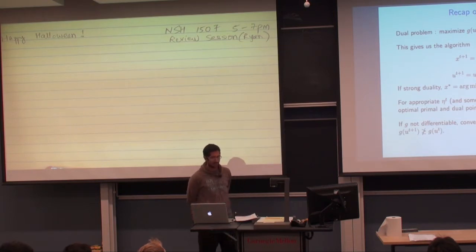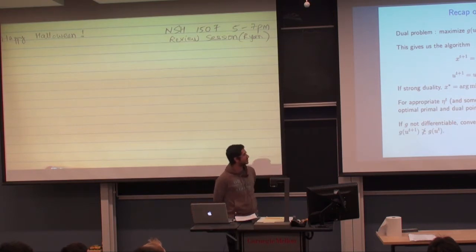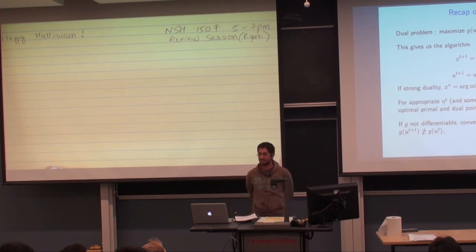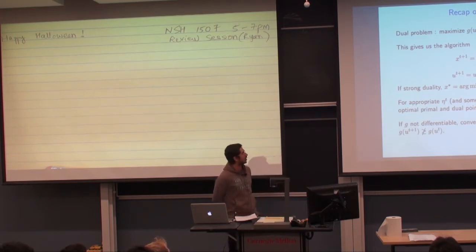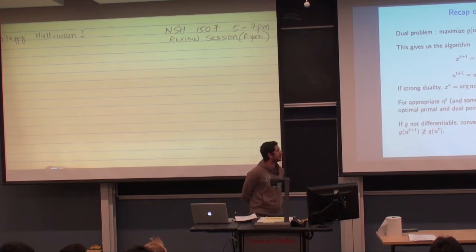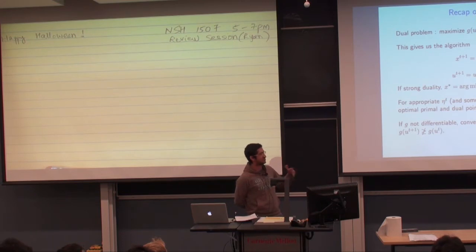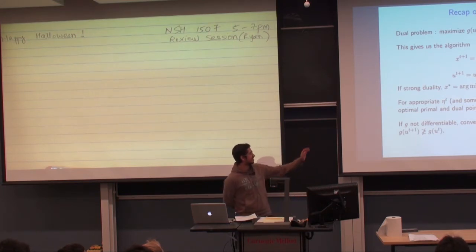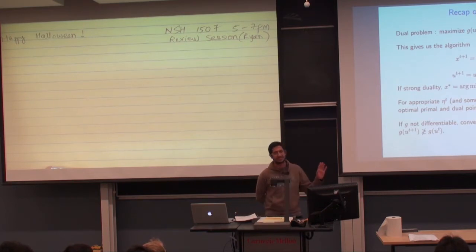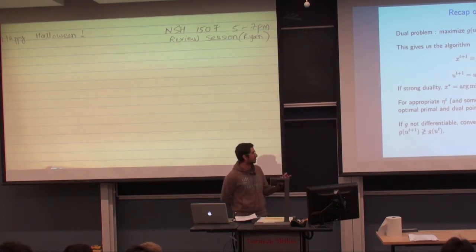What do we know about it? For appropriate step sizes, and there are some more technical conditions, we know that x_t and u_t both converge to a primal optimal and a dual optimal point. But if g is not differentiable, this convergence is not necessarily monotone. And what we mean by that is every step need not lead to an improvement. You might have some steps in which g of u_{t+1} is not greater than g of u_t.